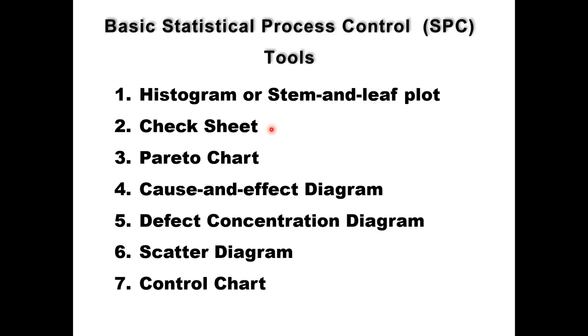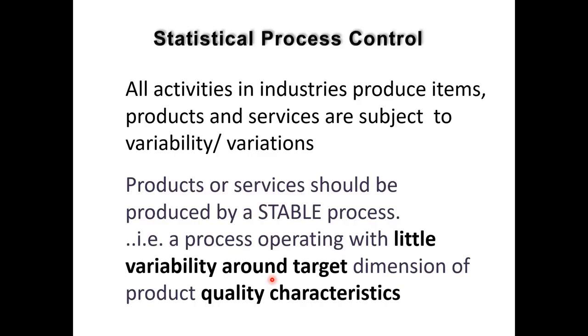Check sheet. This is actually a diagram from the shop floor itself, or rather from the factory itself. Pareto chart, cause and effect diagram, or sometimes we call it Ishikawa diagram or fishbone diagram. Defect concentration diagram, this is more towards very technical. No, we are not going to do this. Scatter diagram, you already know what a scatter diagram is, or rather sometimes we call it scatter plot. And then the control chart itself.